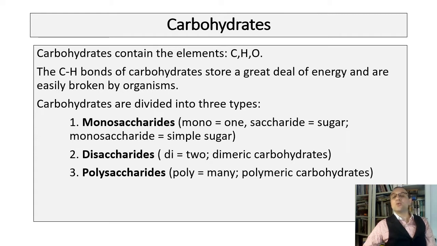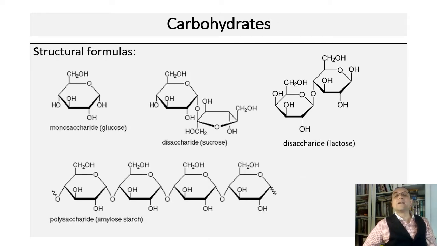Carbohydrates are divided into three types: monosaccharides, mono meaning one, saccharide meaning sugar, simple sugar; disaccharides, di meaning two, they are dimeric carbohydrates; and polysaccharides, polymeric carbohydrates. And here are examples of these three groups. What you see here is a monosaccharide, example given to you as glucose; disaccharide, sucrose, another word for sucrose is table sugar.